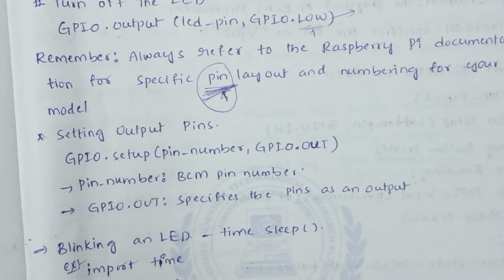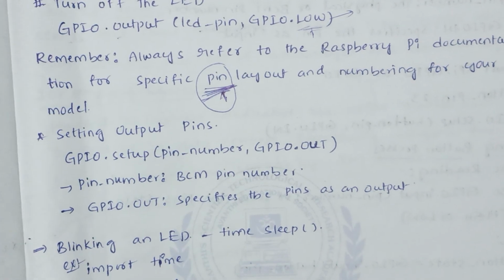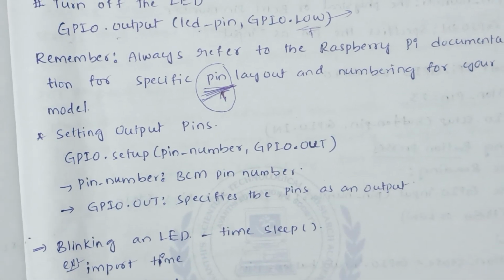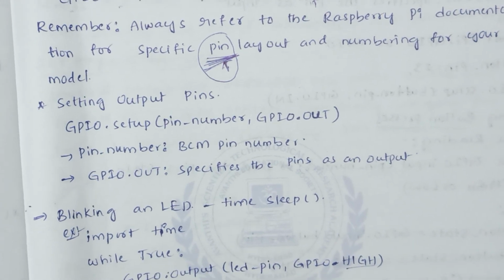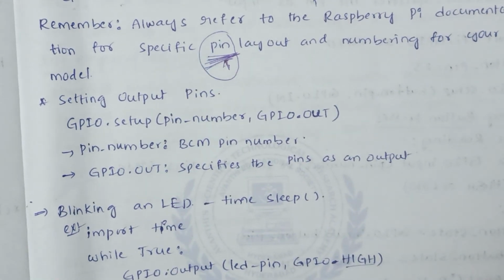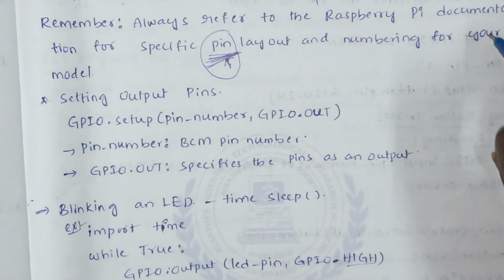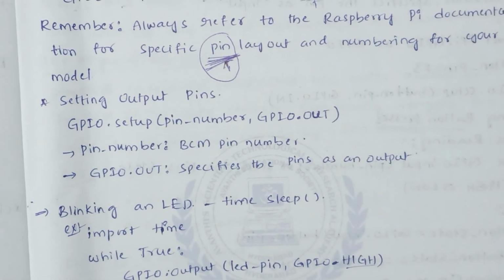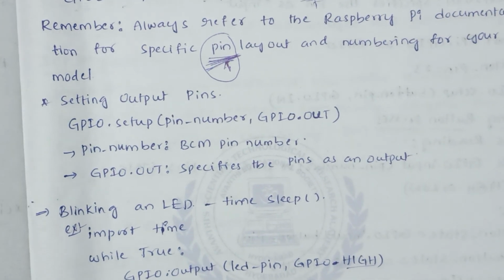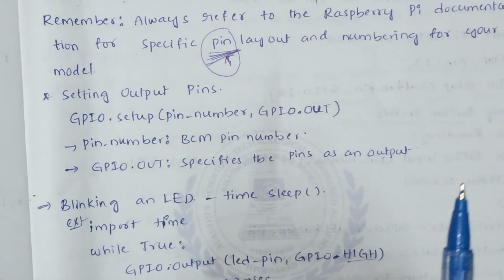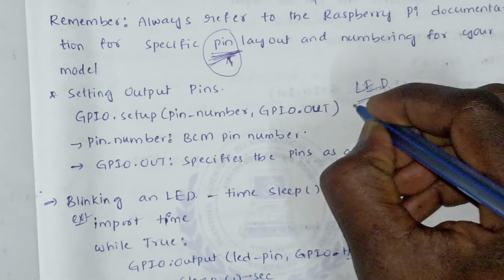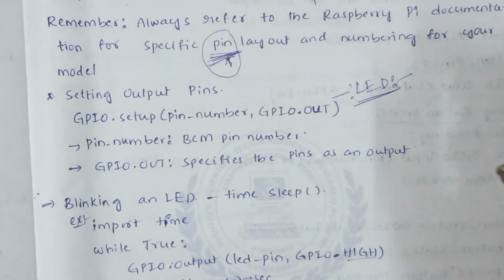For that we have some specific rules, but we don't need all of those. We just need the specific layout and numbering for your model. This is nothing but the Raspberry Pi documentation. First of all, the topic is external gadgets. Here we are using an LED. The external gadget we are using is an LED.